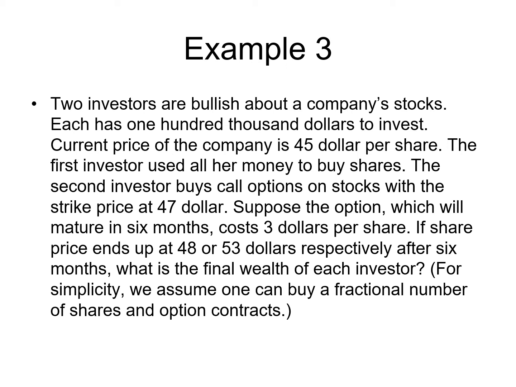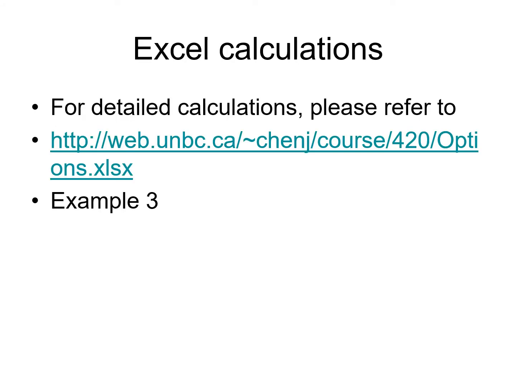Suppose the option, which will mature in 6 months, costs $3 per share. If the share price ends up at $48 or $53 respectively after 6 months, what is the final wealth of each investor? For simplicity, we assume one can buy a fractional number of shares and option contracts. For detailed calculations, please refer to the Excel file and look at worksheet example 2.